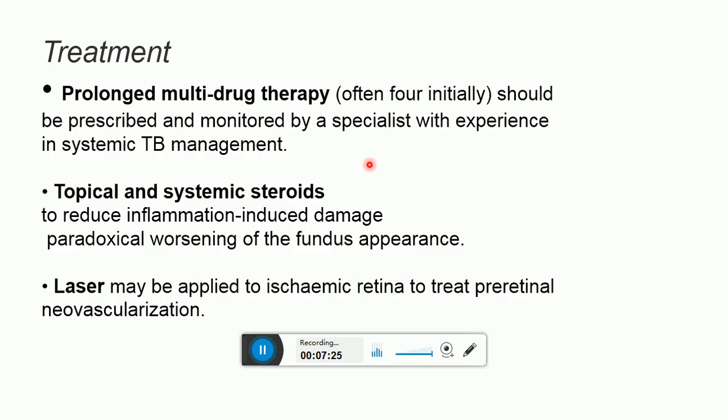Treatment with TB medication in patients with uveitis associated with latent TB halves the risk of uveitis recurrence and delays the onset of first recurrence. Topical and systemic steroids may be used concomitantly to reduce inflammation and damage, particularly in the early weeks of treatment, when they may retard paradoxical worsening of the fundus appearance. Laser may be applied to ischemic retina to treat pre-retinal neovascularization.